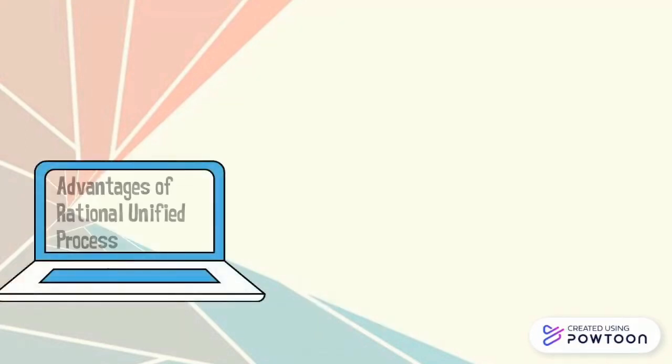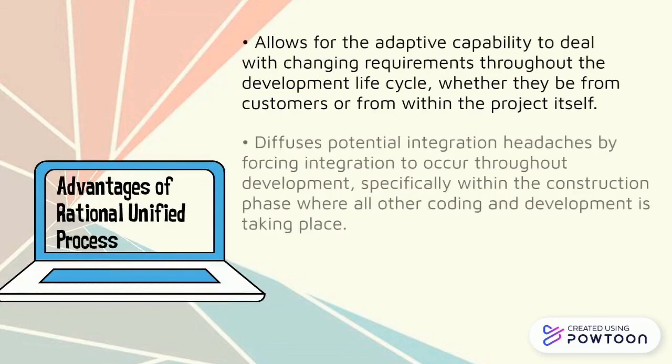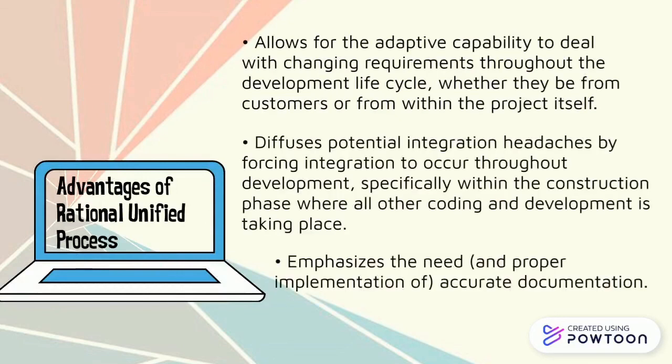Here are some advantages of the Rational Unified Process. First, it allows you to deal with changing requirements regardless of whether they are coming from the customer or from the project itself. Second, it forces integration to happen throughout the software development, more specifically in the construction phase. Lastly, it emphasizes the need for accurate documentation.